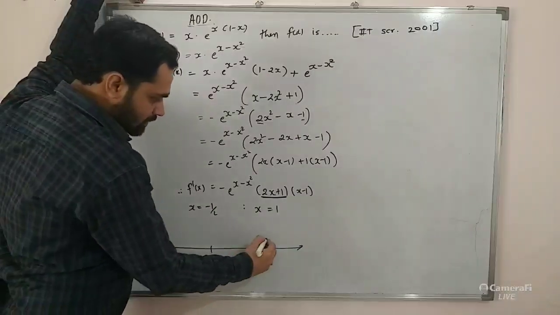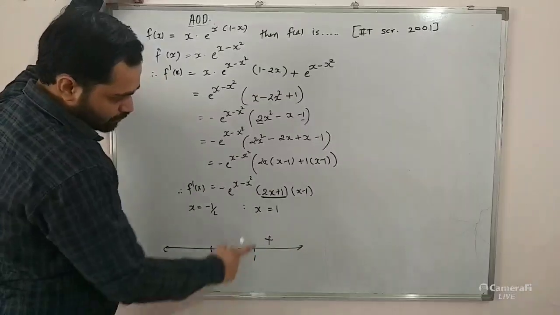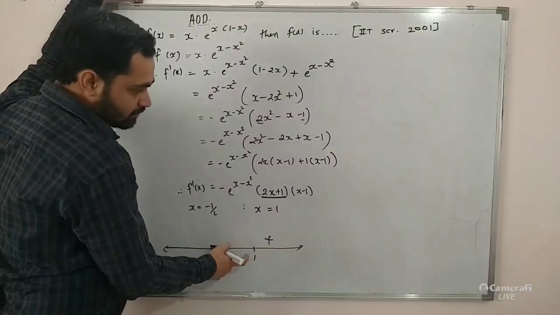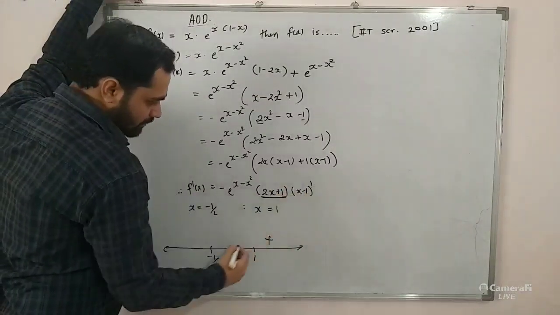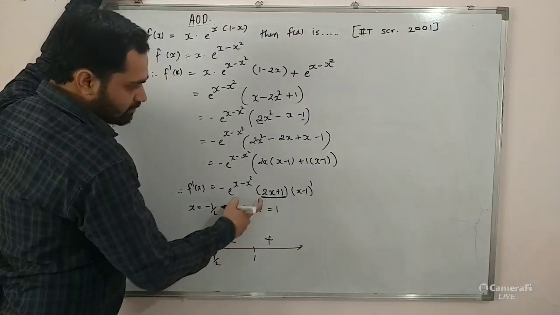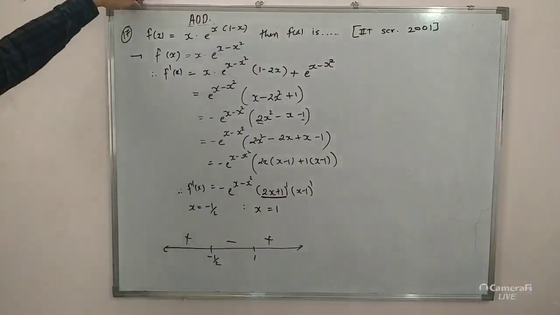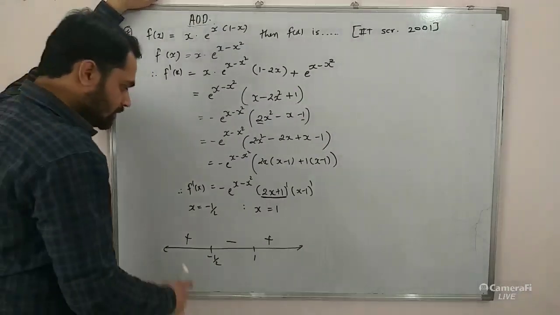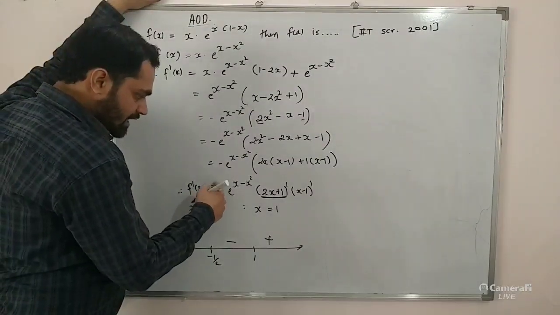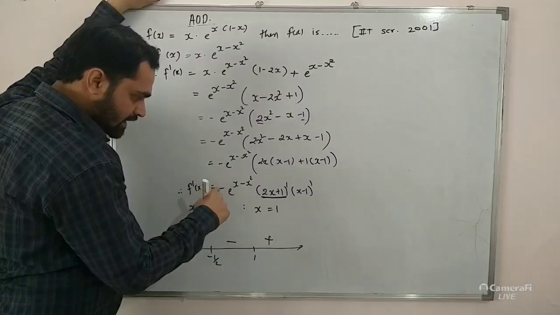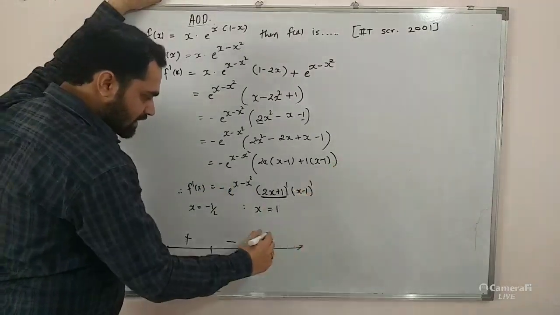So now at the rightmost side, put the positive sign, and 1 is coming from which power? Odd power. It means the sign changes. Minus 1 by 2 is also coming from odd power. It means again the sign changes, so it becomes plus. Now in the f dash of x, we have a negative sign. Negative sign means change all the signs.